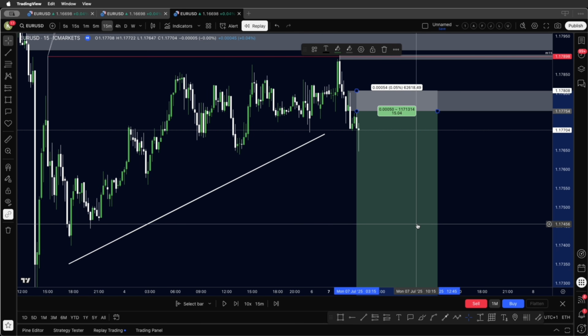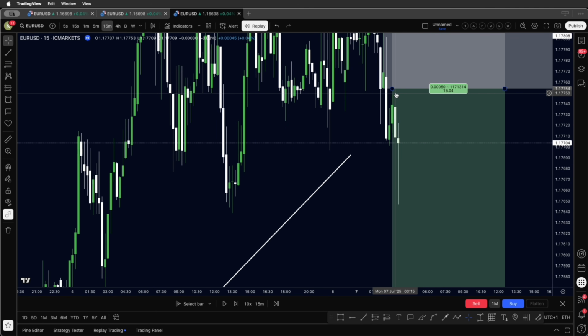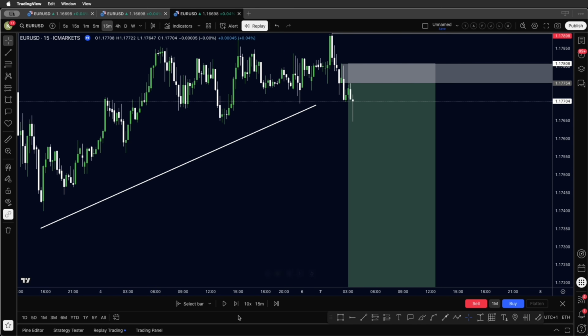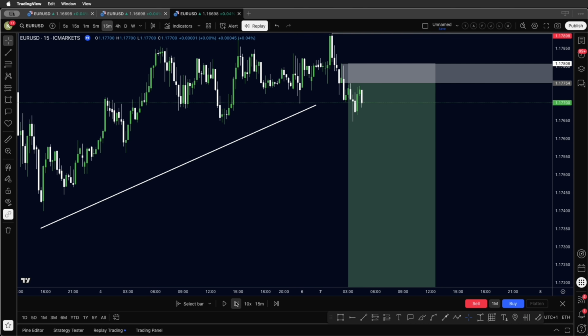Don't know if that tagged. It didn't, but to be fair, at 3:15 in the morning, you might get tagged into it because the spread's been a little bit wider. But let's click on anyhow.